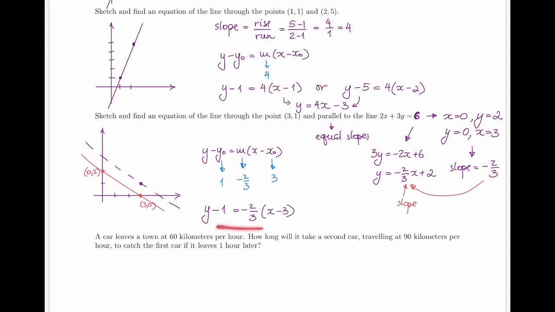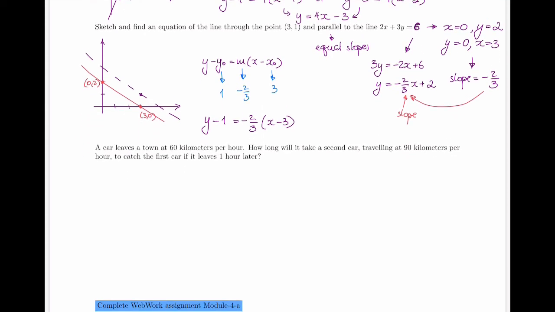This equation is a perfectly good equation of a line, but if you prefer your equations in the slope-intercept form, or you need it to be in the slope-intercept form, you can simplify this by opening up the brackets and moving the constant over to the right-hand side.